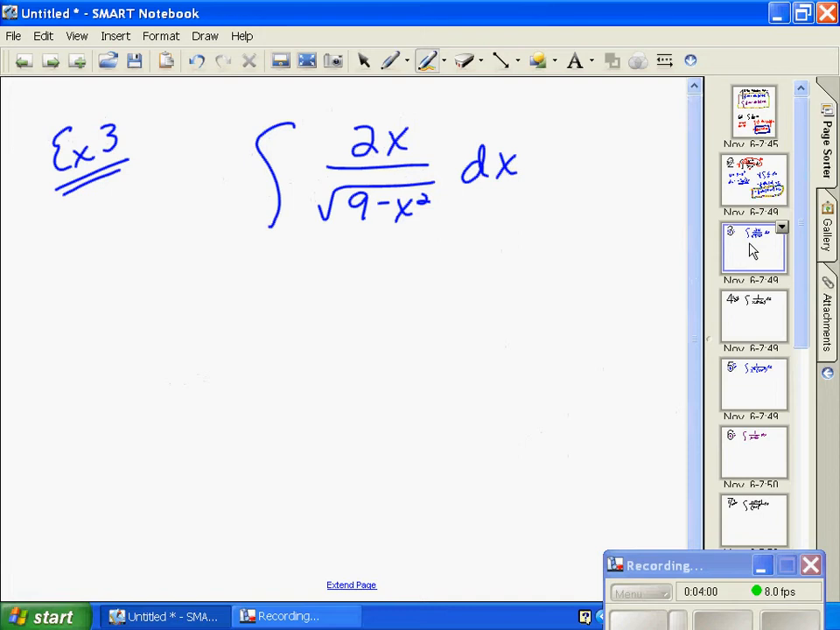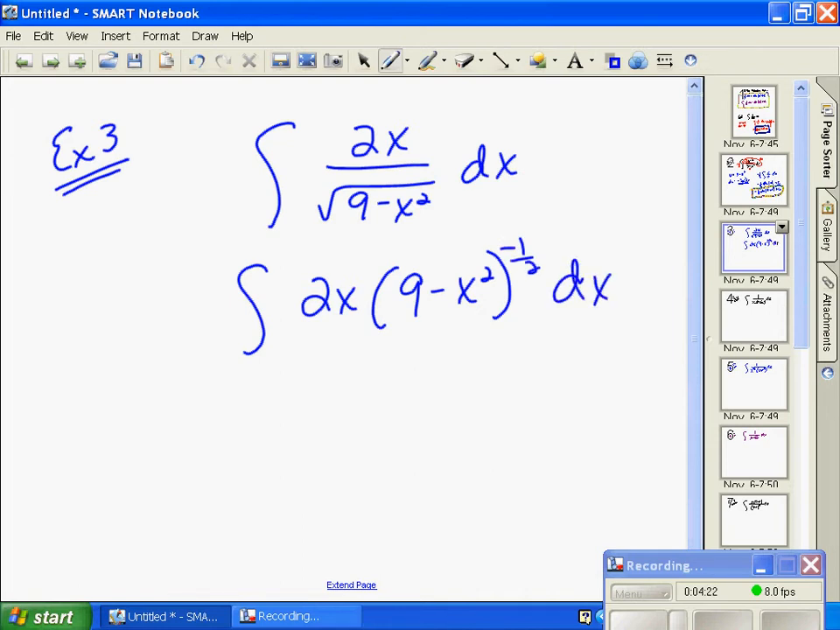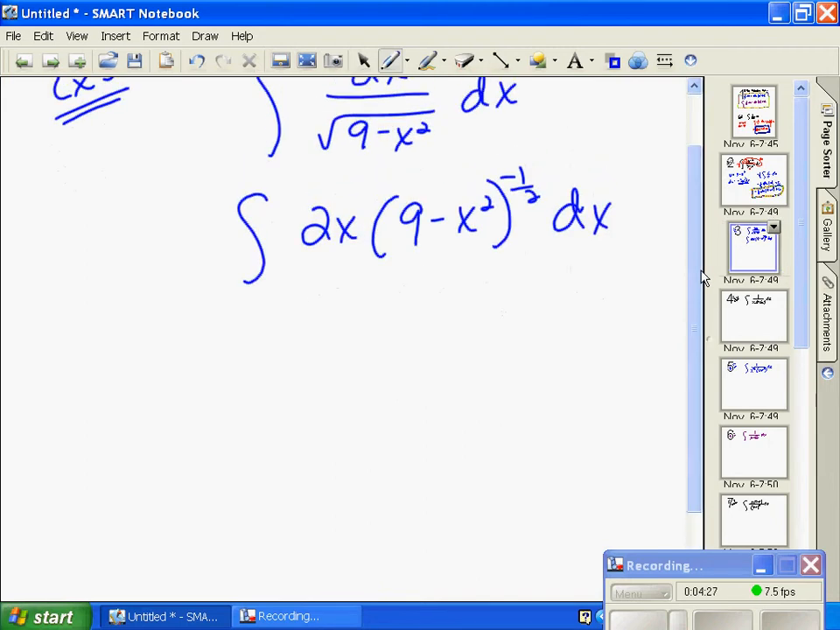Okay, example 3. When you start doing all your problems, you're just going to have to realize that just because you have a fraction doesn't mean you're going to be using natural log. I would think of this problem as rewriting it as 2x. Since I have a radical, that's 9 minus x squared to the 1/2 power, bringing it up to the numerator, it would be negative 1/2. So this is really not a natural log problem. This is just a normal substitution. U is equal to 9 minus x squared. Du is equal to negative 2x dx.